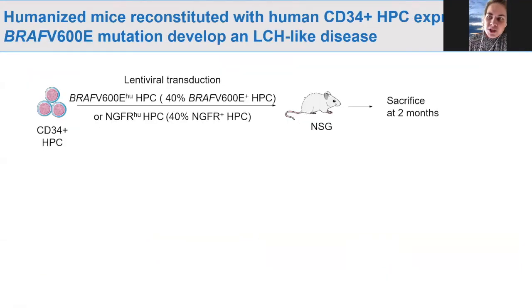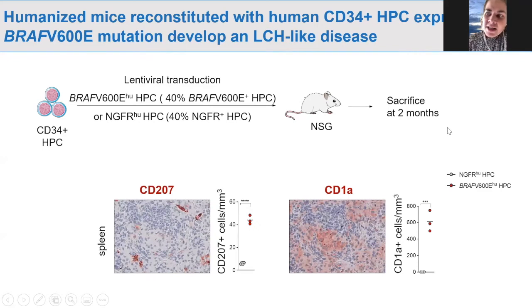Then to confirm these results using human hematopoietic progenitors, we generated a model of humanized mice. So to be brief, we transplanted NSG mice with CD34 positive cord blood cells transduced with a BRAF-V600E lentiviral vector. Next slide. And indeed, those mice develop a very mild disease characterized by an accumulation of double positive CD1A, CD207 cells. So to conclude, the BRAF-V600E expression in multipotent progenitors is sufficient to drive Langerhans cell histiocytosis.